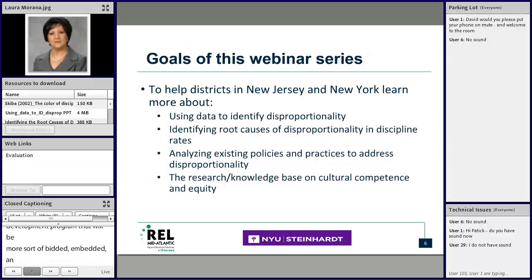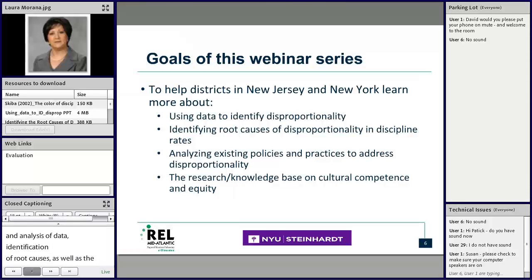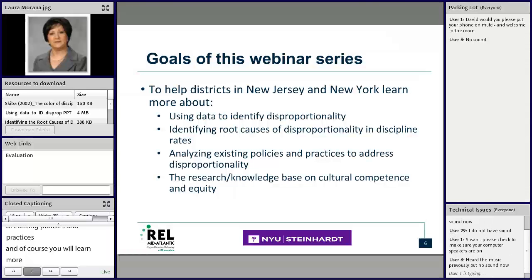The goals are pretty much self-explanatory in the sense that the expectation is that as practitioners in both New Jersey and New York, and actually right now across the nation, you will gain a deeper insight into equity and disproportionality as an outcome of the collection, use, and analysis of data, the identification of root causes, as well as the analysis of existing policies and practices. And of course, you will learn more about research knowledge based on cultural competence and equity. So you certainly are going to find the session highly stimulating once again.